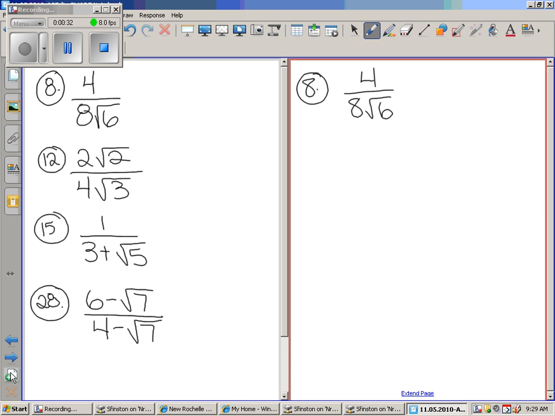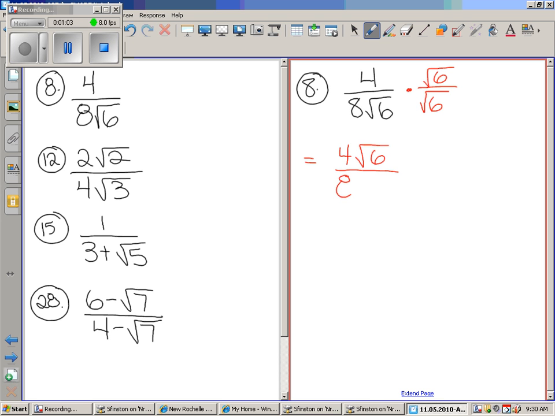All right, so there's a square root, there's a radical in the denominator. How do you get rid of radical 6? You multiply it by itself. So that's what we're going to do right now. Multiply, and you can't just multiply the bottom. It's got to be both top and bottom. Multiply top and bottom by radical 6. The numerator becomes 4 radical 6. The denominator becomes 8 times radical 6 times radical 6.